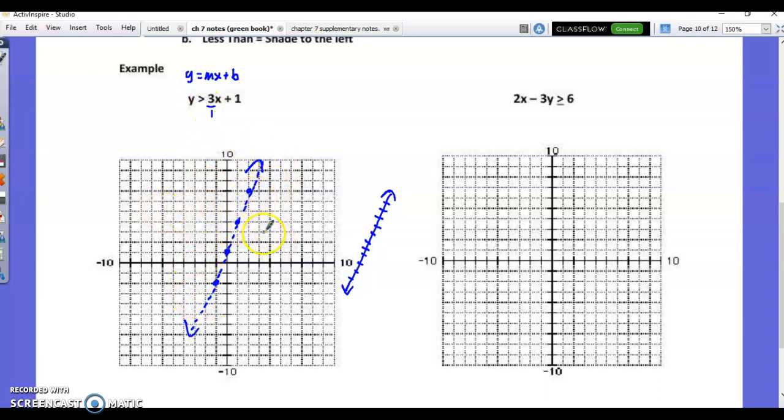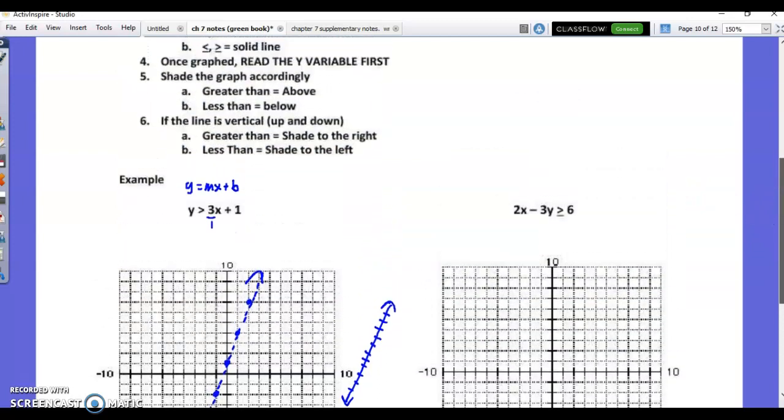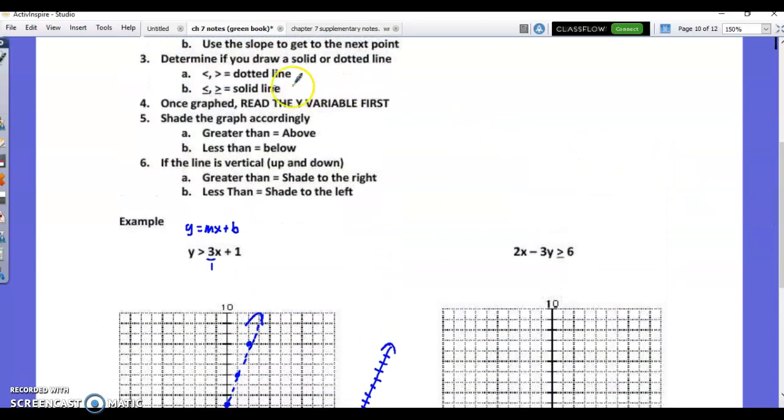Okay, once we have the line actually graphed, now we have to shade to one side or the other. All right, again, we're going to read the y variable first. So this says y is greater than. Remember, anytime you have y or a variable, if you're reading left to right, greater than is opening up to it. This would be y is less than. It would be pointing to it, right? I always remember, it opens to the bigger end.